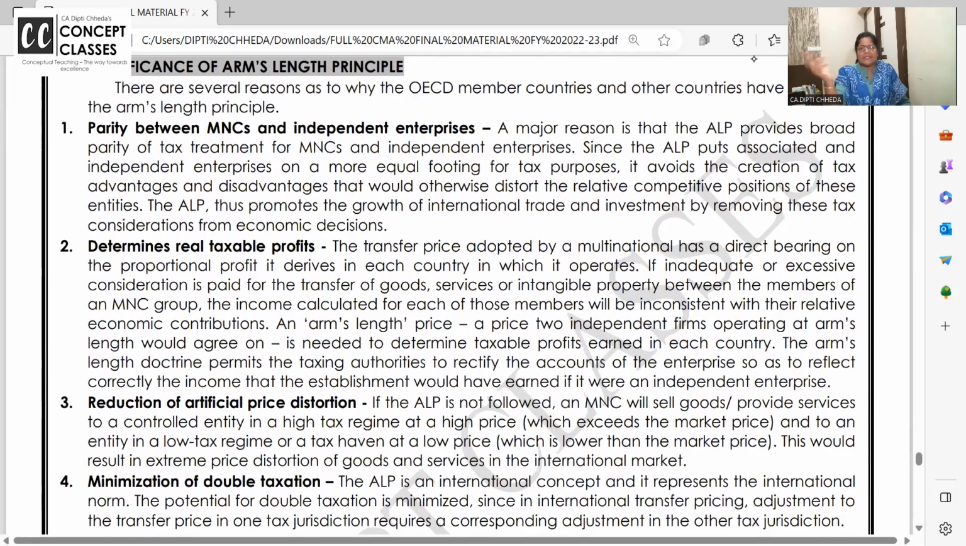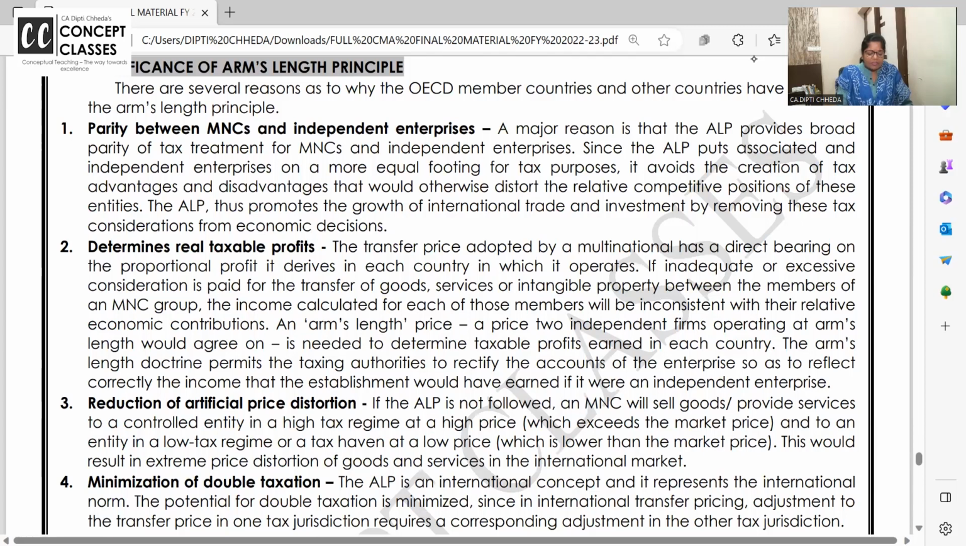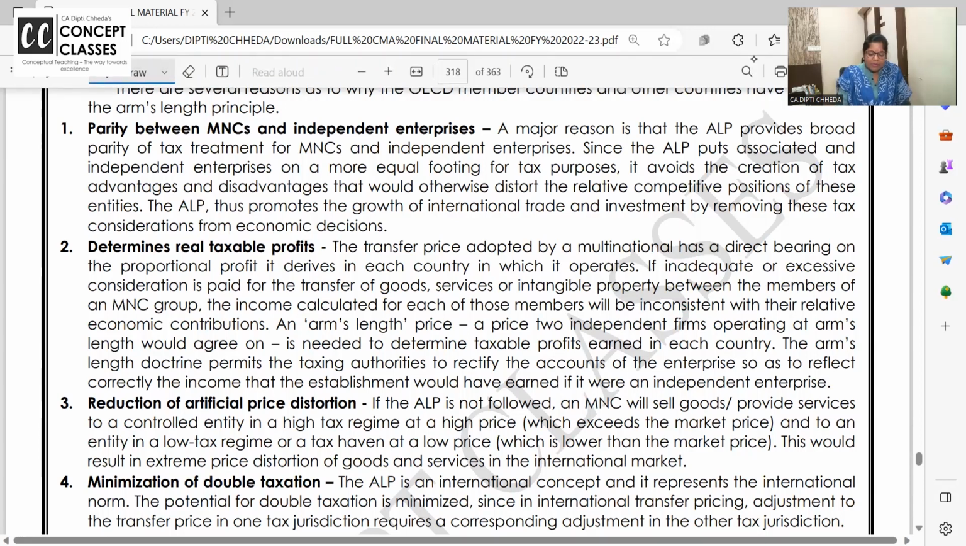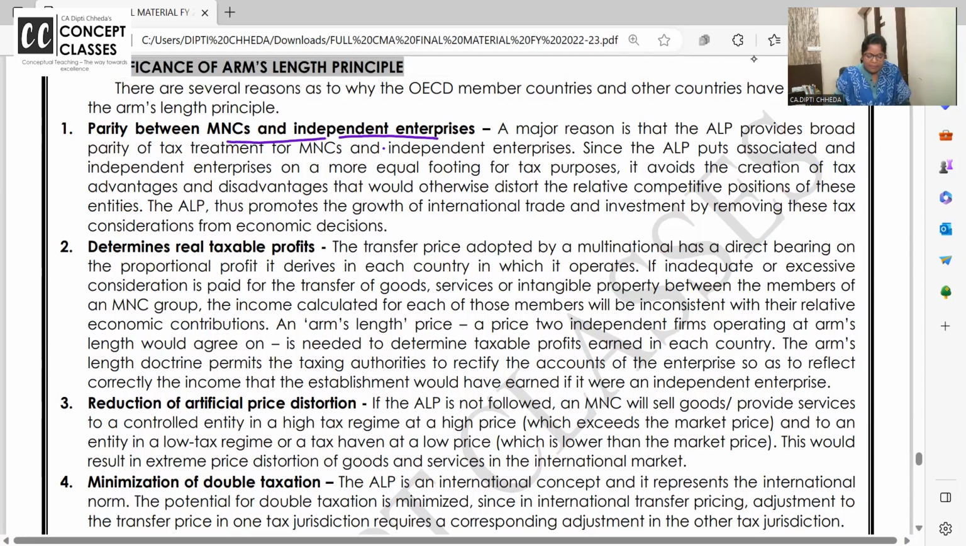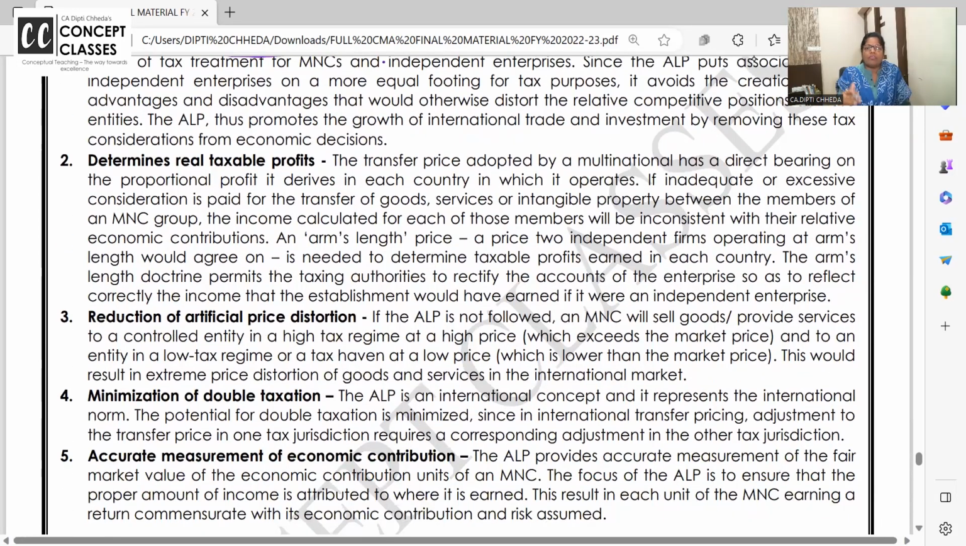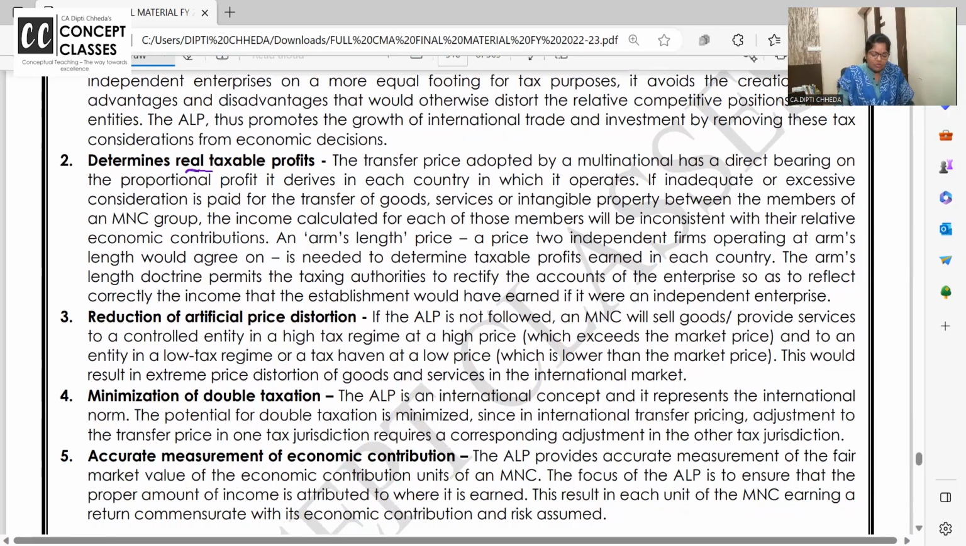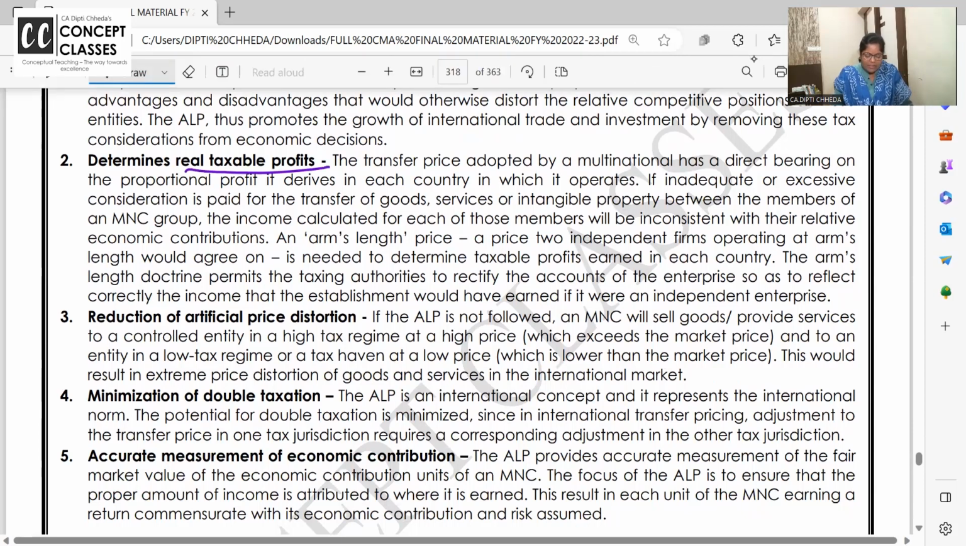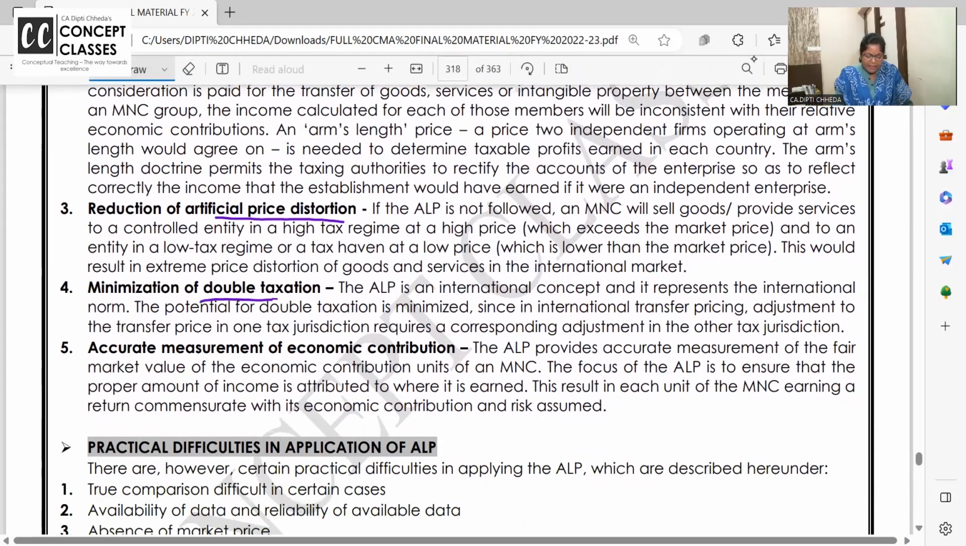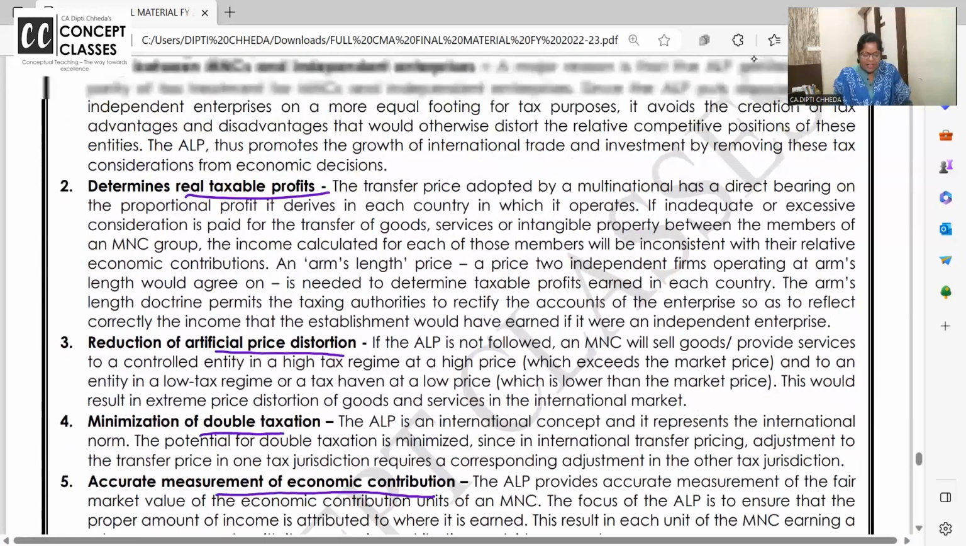Why is arm's length price important? Significance of the arm's length price. You cannot have biased transactions. Why so? Parity between MNCs and independent enterprises. Every pricing between all should be the same, and everyone should show the correct profit. If I'm showing 80 rupees sales to my sister concern and to others at 130, I'm not showing the real profit. Reduction of artificial price distortion. All the prices should be correct. There should not be any double taxation, and economic contribution measurement and all you can do correctly if all the transactions are at arm's length.